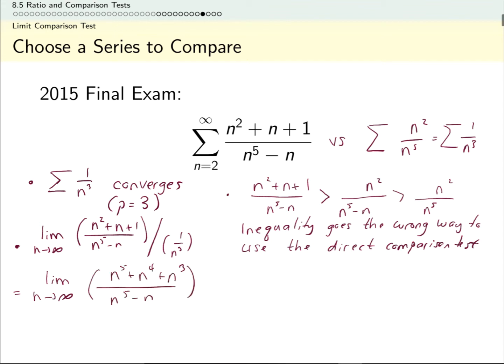And again I see I have a rational function, a polynomial over polynomial. They have the same degree. Both the numerator and the denominator have degree 5. So this limit is going to be the ratio of their leading coefficients. N to the 5th is multiplied by 1 on the top and 1 on the bottom. So this limit is 1. 1 is positive and finite. So that is the limit comparison test telling us that this is a valid comparison, that these two series do indeed behave the same way.